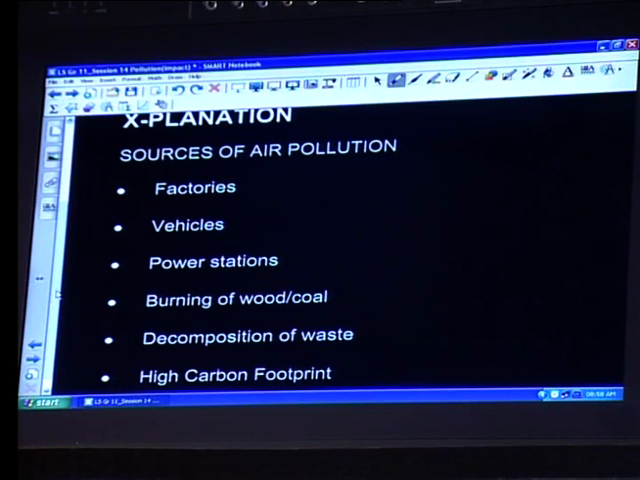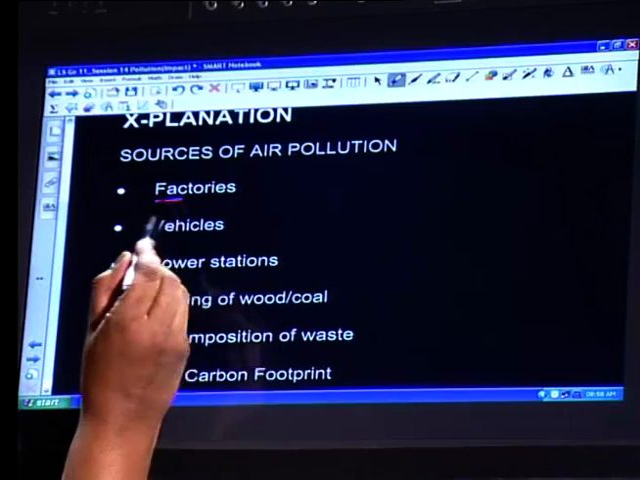We're now going to look at the sources of air pollution. There are various sources of air pollution, and please do not let the sources of air pollution be confused with the effects of air pollution. So we're going to see what actually is the cause of air pollution. What is the source? Where does air pollution come from? What is contributing to air pollution?